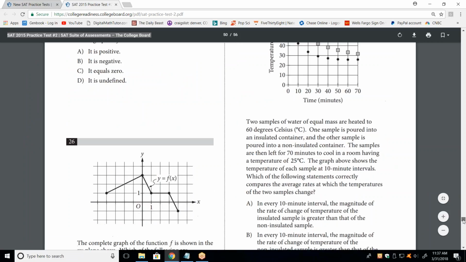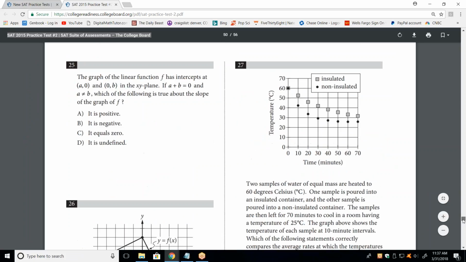There may be others that I'm not remembering that you would have to memorize, but the two main ones are the quadratic formula and the general formula of a circle, not at the origin. Okay? All right. Let's talk about 25.